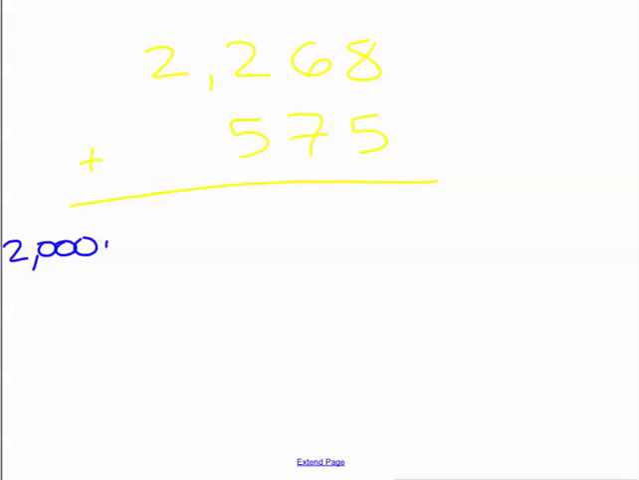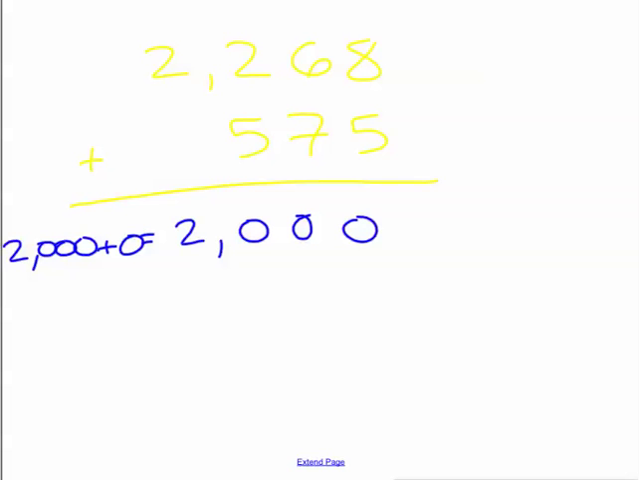As a final example, I'll go ahead and show you guys a larger addition problem. For instance, if we had 2,268 plus 575, we would again start in the furthest left column. And we would ask ourselves, what is 2,000? And then we would start in the 1,000 column, but there's nothing else in the thousands column. So it's simply 2,000 plus 0. I know that 2,000 plus 0 is simply 2,000.